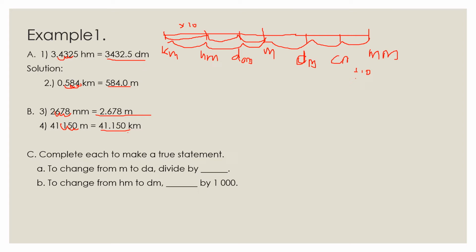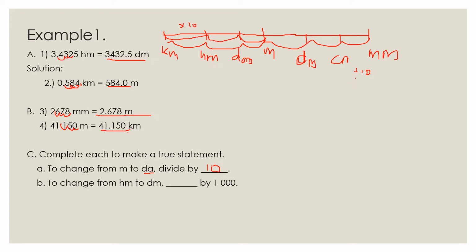Okay. Let's complete each to make a statement true. So, to change from meter to decameter. So, DA stands for decameter or dam. Divide by how much? So, from meter to decameter, divide by 10. No? So, the answer is, we need to divide it by 10.